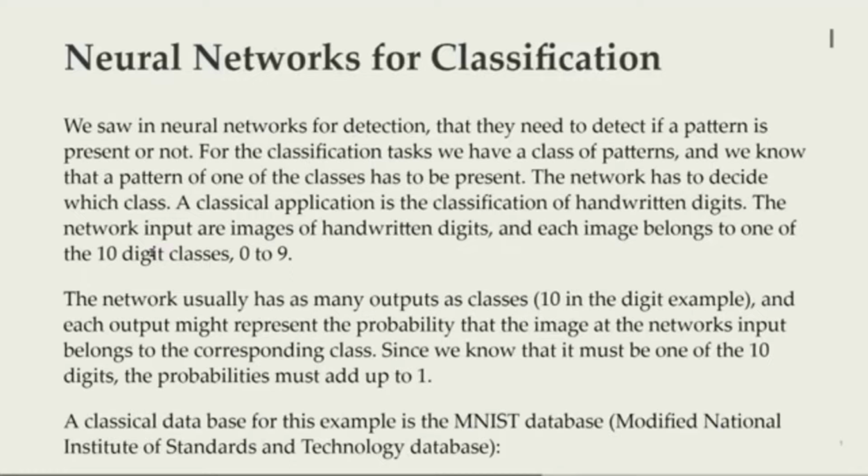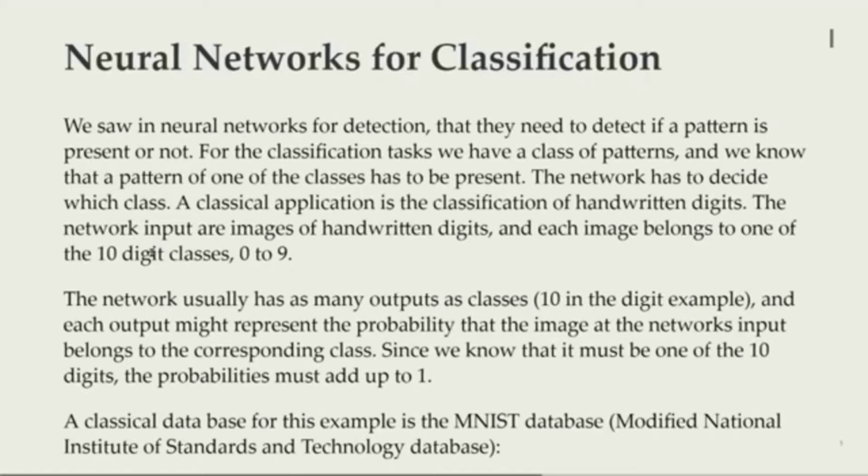We saw in neural networks for detection that they need to detect if a pattern is present or not. For the classification tasks, we have a class of patterns, and we know that a pattern of one of the classes has to be present. The network has to decide which class.